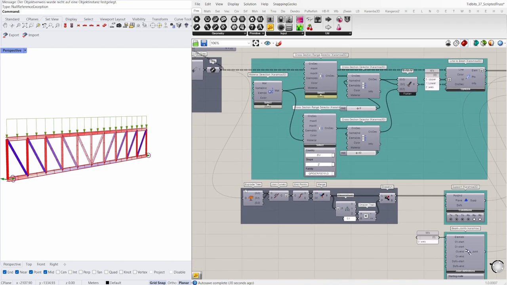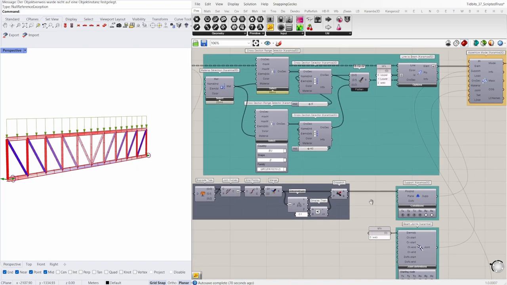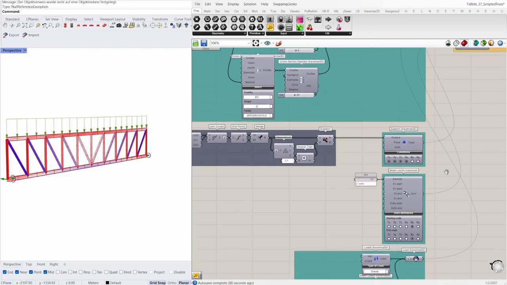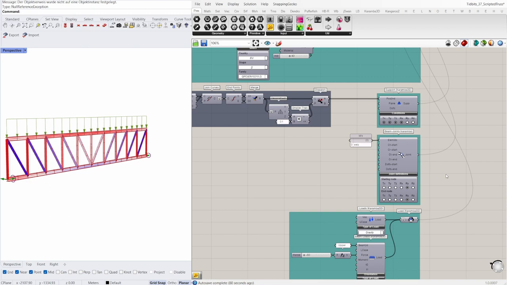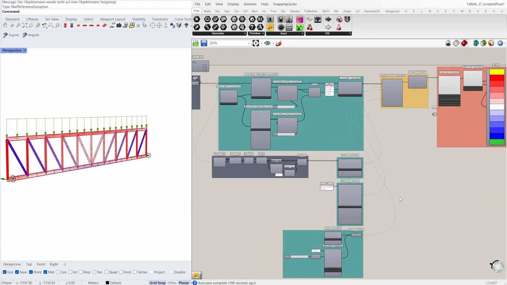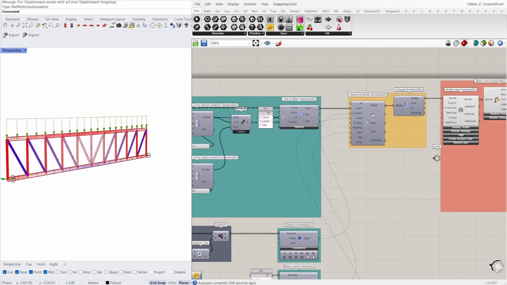To determine the supports, I explode the data tree of the line container and only output the endpoints. The supports have no movement in X, in Y, and in Z, and the rotation in beam axis is prevented. The connections of the webs are moment joints in Y rotation. The loads are gravity and a constant block load with 50 kN per meter on the upper. All these inputs come to the assemble model component and then can be analyzed.